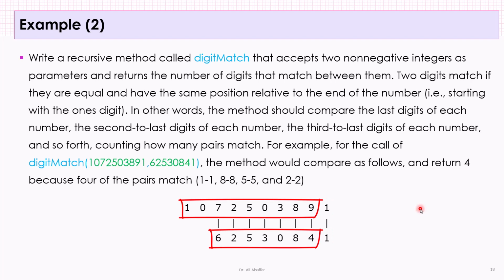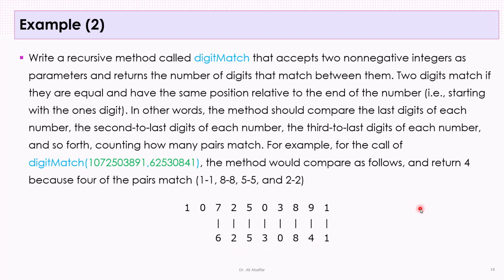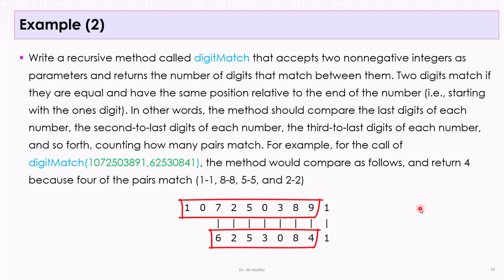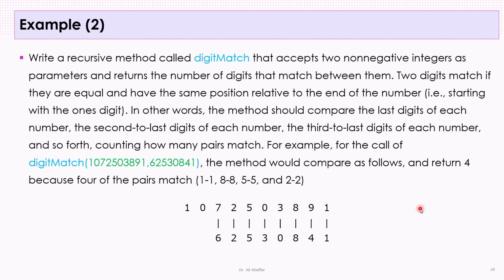So why do we add 1 to the return value of this call? Because we have a matching digit. However, if the two digits do not match, then we call this method recursively again on these two numbers after removing the rightmost digits, but this time we don't add 1 to the return value. Why? Because we don't have a matching digit. We keep doing that until there are no more remaining digits for matching.